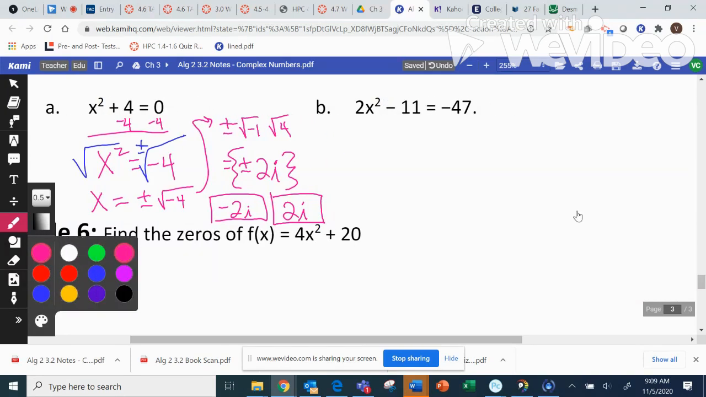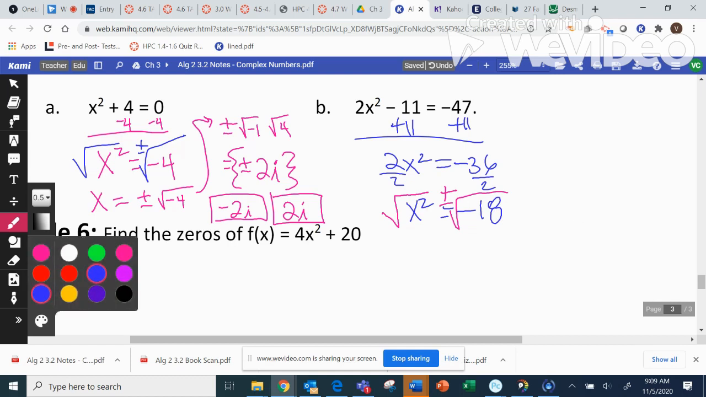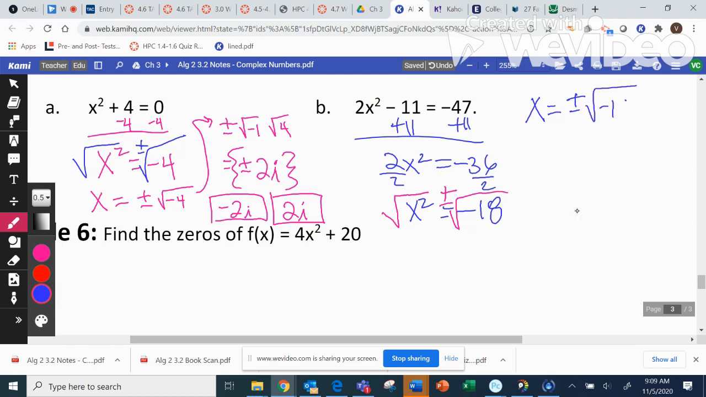All right, this next one, let's try the same thing. Let's add 11. I'm going to divide by 2. And then I'm going to square root. But as soon as I'm putting that square root symbol in, I have to put a plus minus in. There will be two answers. As soon as I put that square root in, I have to put a plus minus. I will have x equals plus minus square root negative 18.